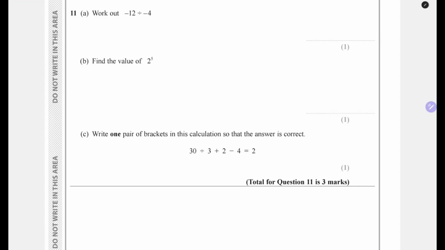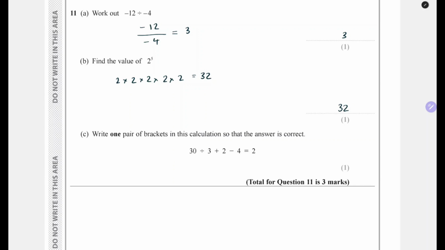Question 11a says, work out minus 12 divided by minus 4. So we have minus 12 divided by minus 4. As we are dividing two negative numbers, we know that the answer is going to be positive, and 4 goes into 12 3 times, so the answer is positive 3. Find the value of 2 to the power of 5. So 2 to the power of 5 is just 2 multiplied by 2, multiplied by 2, multiplied by 2, and multiplied by 2. So that's 2 times 2, which is 4, 4 times 2, which is 8, 8 times 2, which is 16, and then 16 times 2, which is 32.